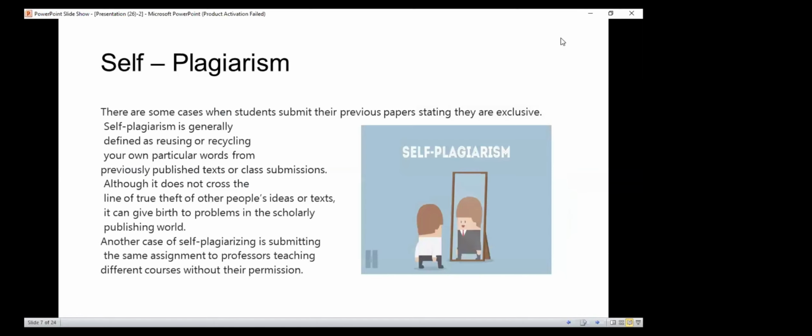And next, let's move on to self-plagiarism. This is when students or writers reuse their own previous work and present it as new or original. For example, submitting an old assignment while claiming it's exclusive.